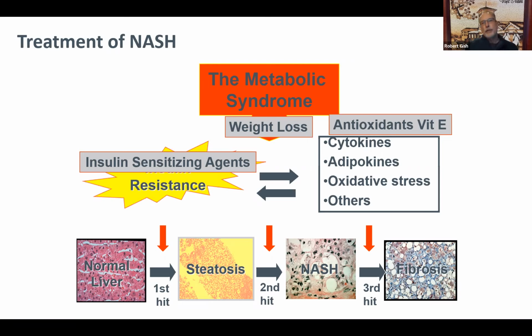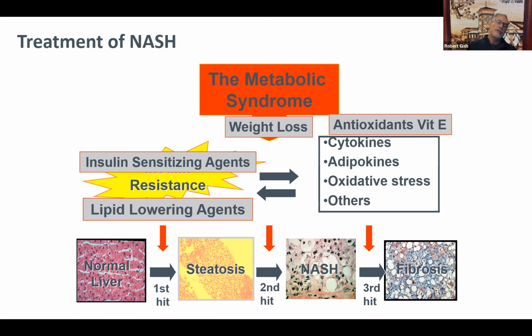Check a C-peptide. If the C-peptide's high, they don't need insulin. They're already insulin dominated. Lipid-lowering agents will not reverse NASH, but can decrease risk for liver cancer and decrease risk for cardiovascular disease. I see them indirectly as being hepatoprotective.